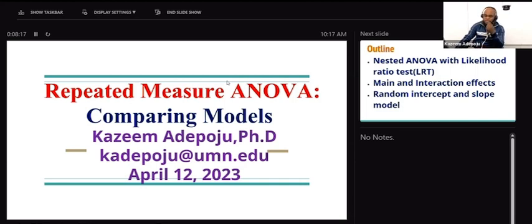I first want to appreciate those who provided feedback. Your feedback helped a lot. Somebody asked me a question on what is the difference between a crossover design and a repeated measure ANOVA. I know you have heard about crossover design before. So what is the difference between a crossover design and a repeated measure ANOVA?